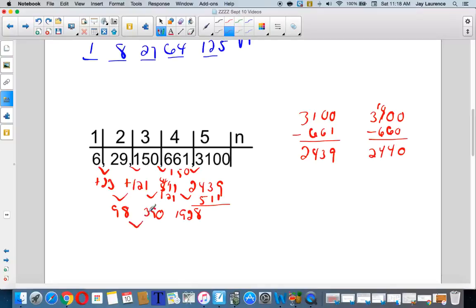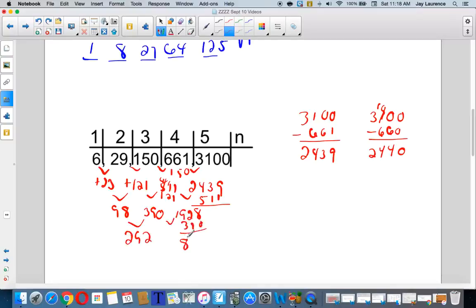390 minus 100 would be 300, so it's going to be 298. Oh, no, there's a mistake. There is a mistake. Okay, hold on a second, right here. 298 is not right. If I take away 100, I get 290. But I took away 2 less, so I'm going to have to get 292, right? Okay. Here I'm going to get 390.